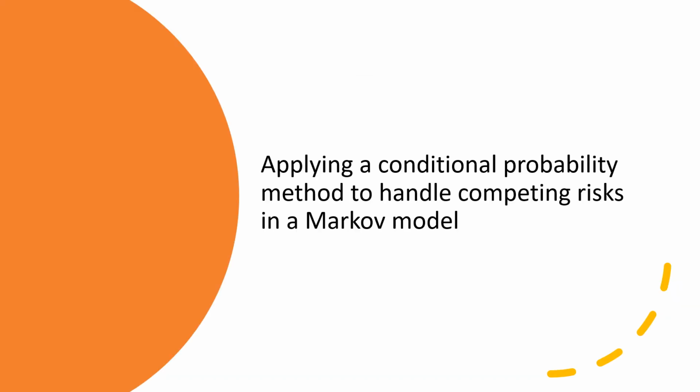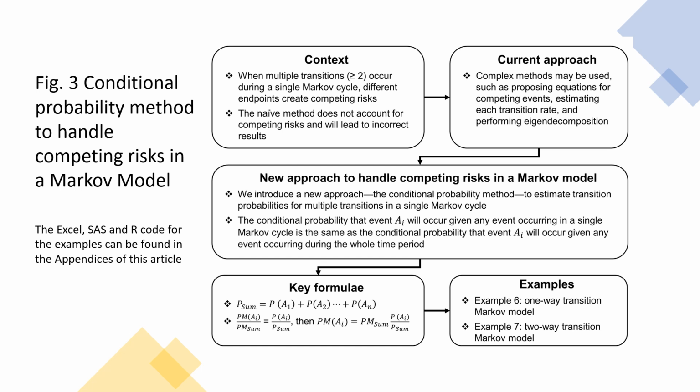Now, I will present the conditional probability method for estimating transition probability in Markov models. In a Markov model, the probability of transitioning from one state to another is called transition probability. A conditional probability method is proposed for handling two or more state transitions in a single cycle in a Markov model, along with two examples.